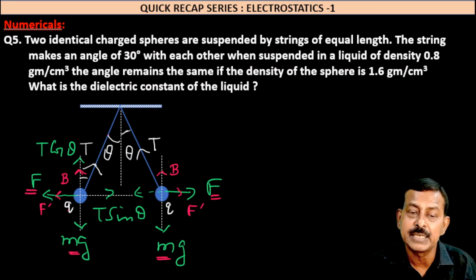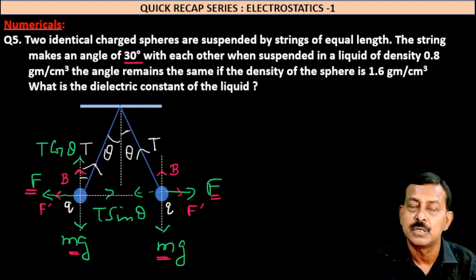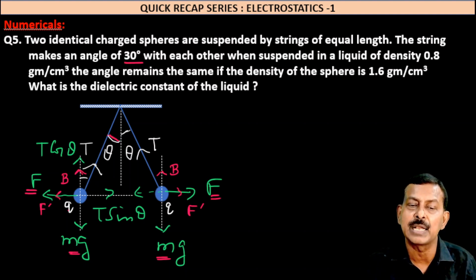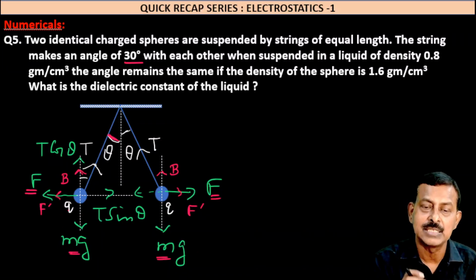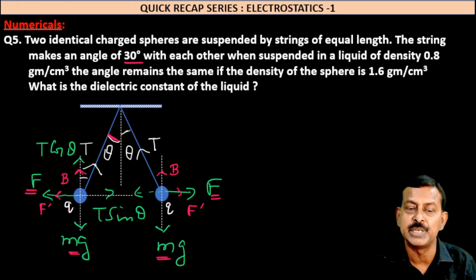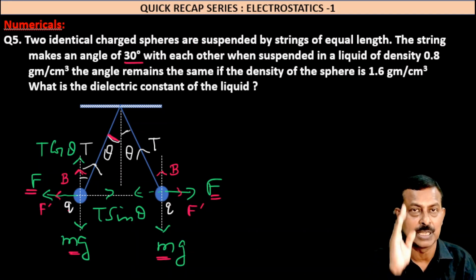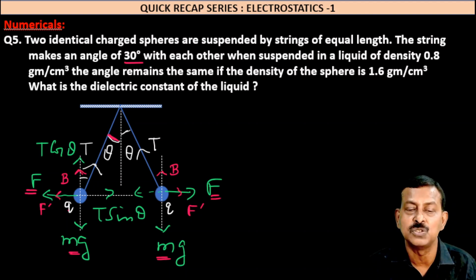I'm taking the angle theta with the vertical, although it is given in the problem that the angle between the strings is 30 degrees. So that means this particular angle will be 15 degrees. So we have taken this theta as the angle made by the string with the vertical. Now for equilibrium, the weight will be balanced by the force in the vertically upward direction, which is one component of the tension, that is T cos theta. And the electrostatic force of repulsion will be balanced by the other component of the tension, that is T sin theta.